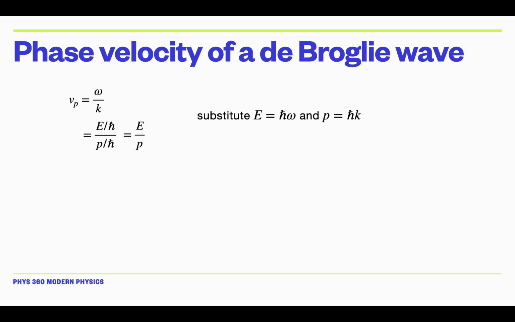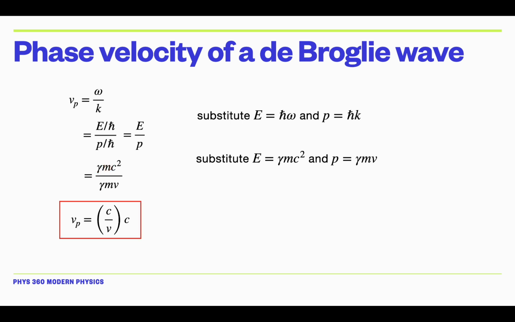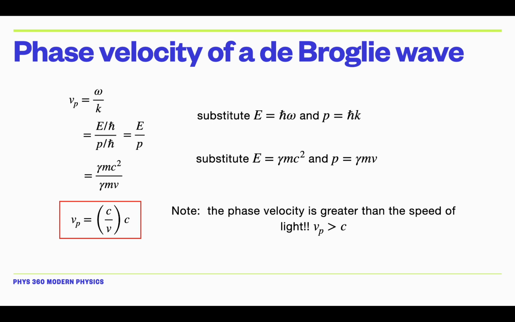We can now substitute relativistic equations for energy and momentum. So energy is gamma m c squared, and momentum is gamma m v. If we plug those in for E and p, the gamma m's cancel out, and we get that the phase velocity is c squared over v. We can factor it out like this. If we group a c with the v, we get the quantity c over v, which is a dimensionless number, times the speed of light.